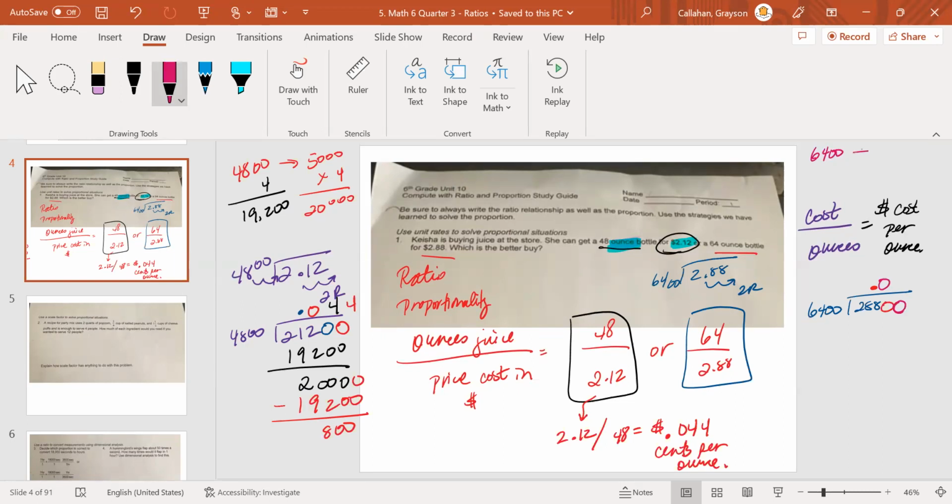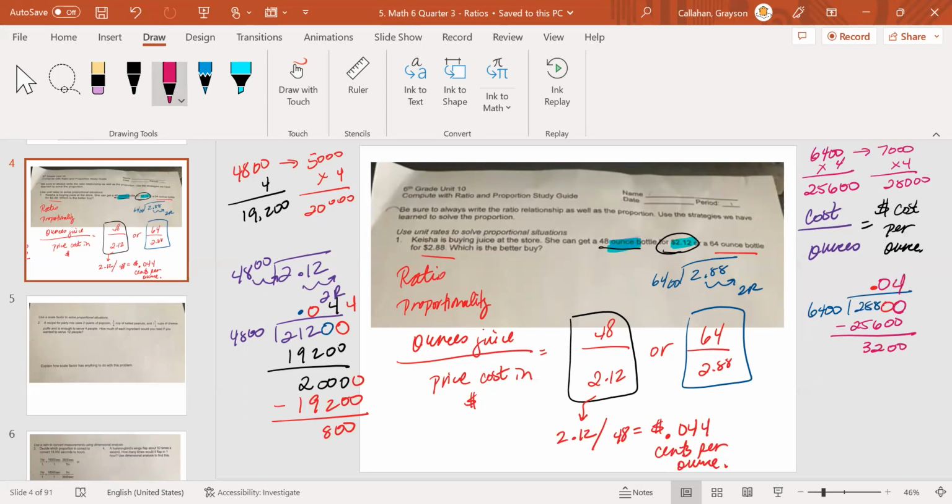So then what we're going to do is think about 6,400 times what? This is pretty close to 7,000. I know 7,000 times 4 is 28. So let's try 4 here. So 6,400 times 4 is going to be 25,600. So then when I subtract, it's going to give me 3,200.